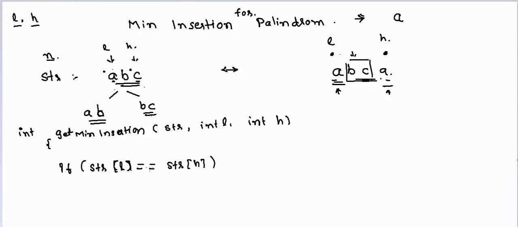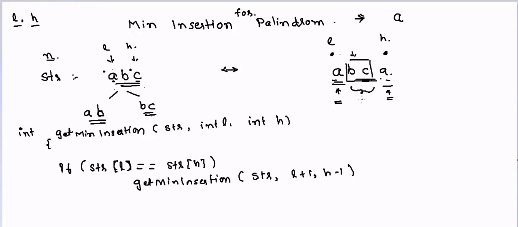Now if string of L and string of H are matching, we may need to check the get minimum insertion function with the same string, but as we saw in this case, when these both are matching, we just need to check whether the rest of the string is making a palindrome or not. If not, then whichever minimum number of characters we need to insert into that, we will return. Correct? So in this case, it will be this.